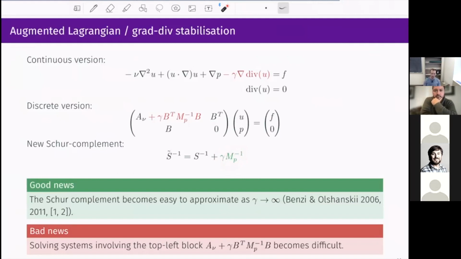Now, the bad news is, and we knew there had to be some bad news, there's always conservation of misery: solving systems that involve this top left block becomes increasingly difficult, right? Previously, for this matrix A, we would just use one cycle of multigrid. It was super easy, but I will show you in a little bit that it's now much harder to solve this equation. So we've shifted the difficulty: the Schur complement is now easy, but the top left system is difficult.